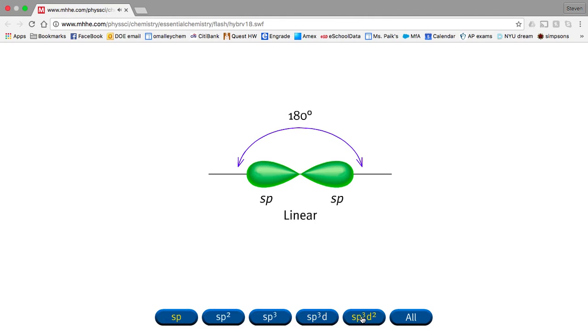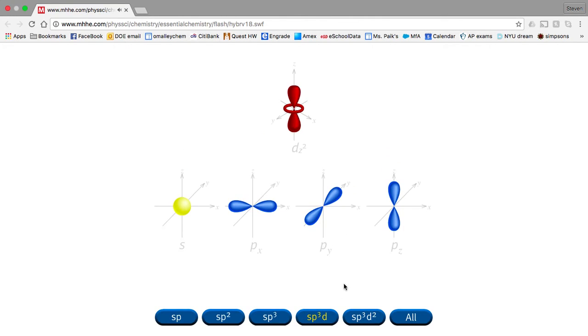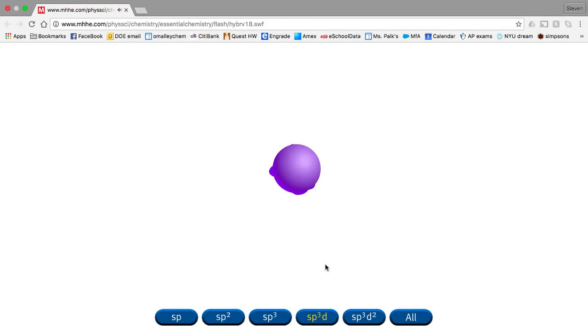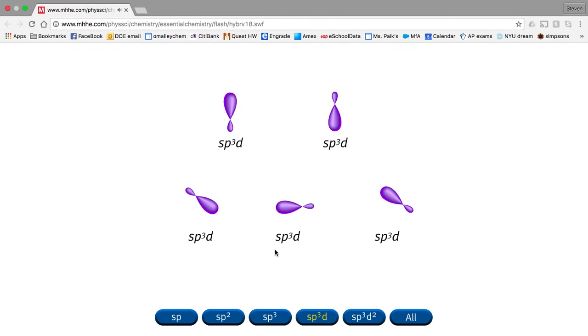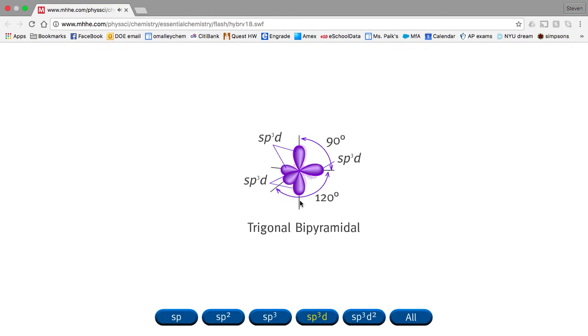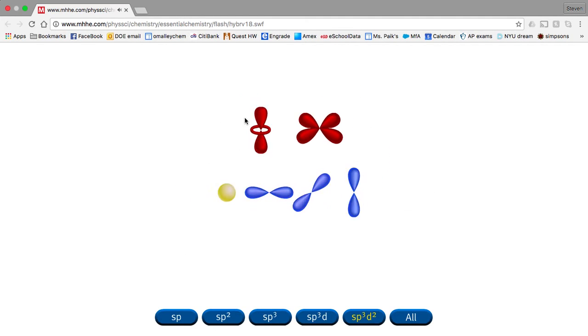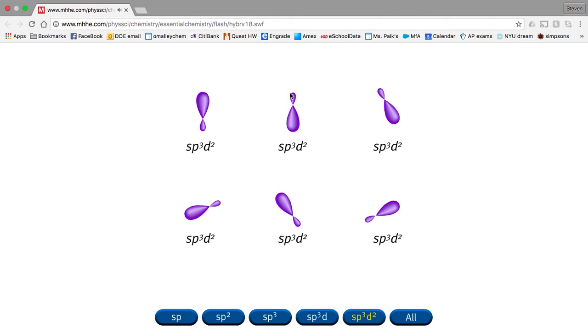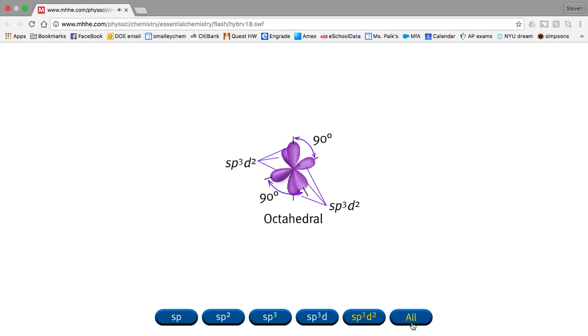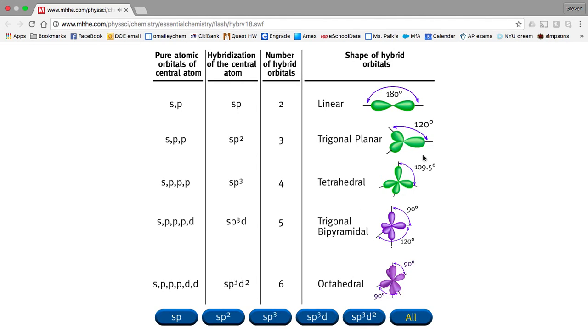There are 2 others that incorporate d orbitals. We can look at them just for fun. We see these with expanded octets. This is called an sp3d because 3 p's, an s, and 1 d orbital come together to make 5 equivalent hybrid orbitals. That goes with a trigonal bipyramidal geometry. And lastly, the sp3d2 system brings in 2 d orbitals, and you get 6 equivalent orbitals with an octahedral geometry. And this link just summarizes those 5 types of hybridizations.